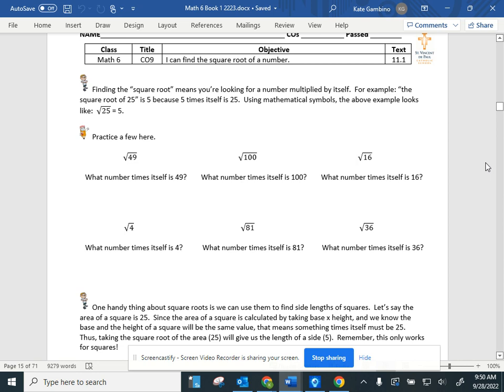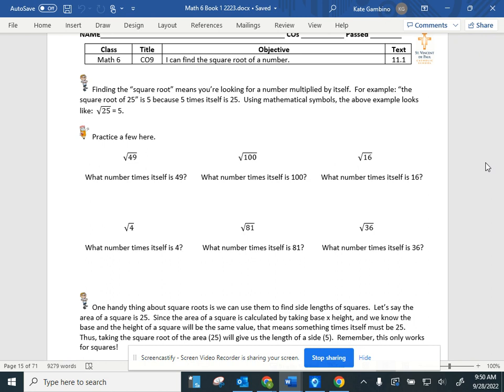Good morning. Today we are working on CO9. I can find the square root of a number. So yesterday we did exponents. We're doing the opposite today. So exponents are related to square roots. It's also called a radical.